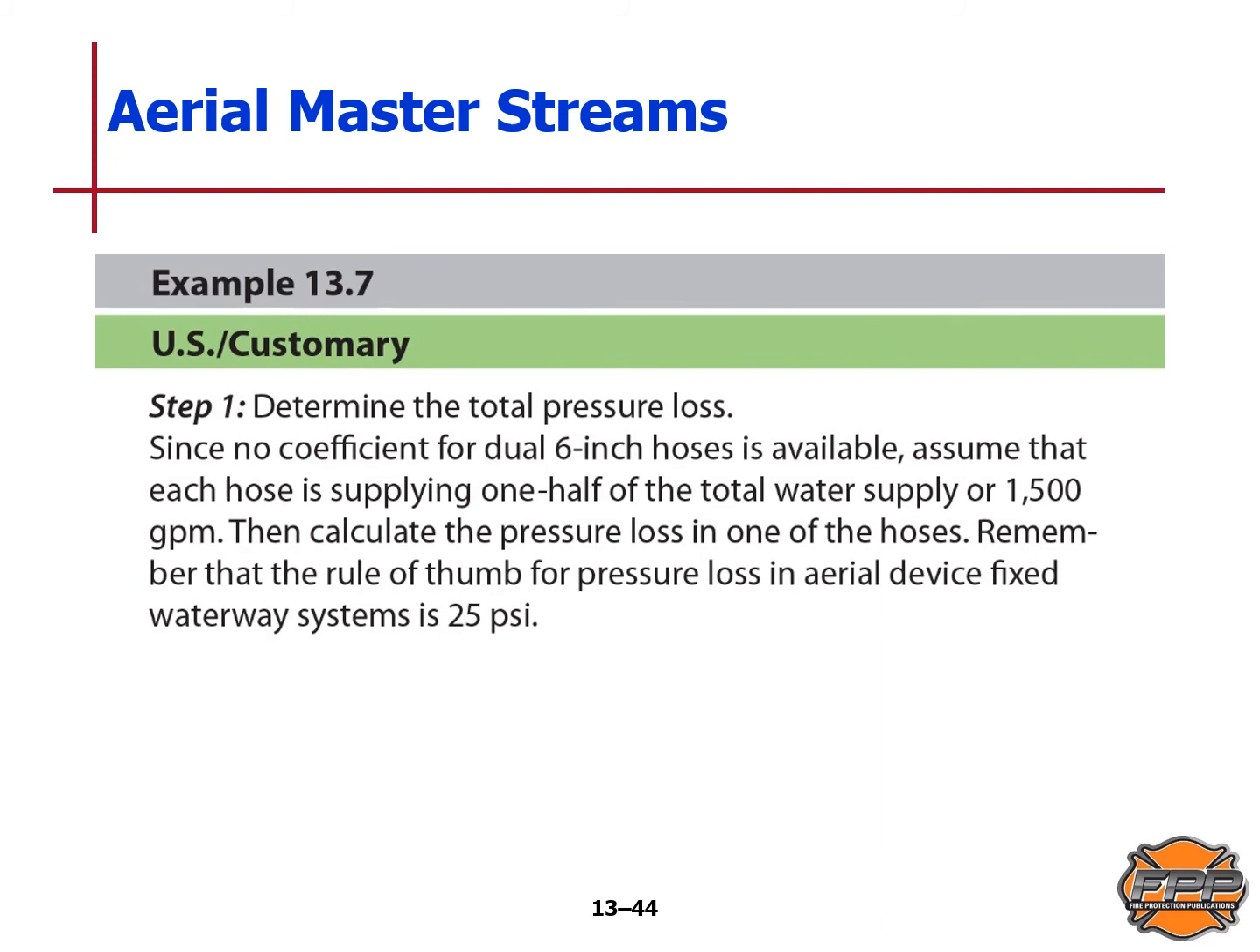Step 1 would be to determine the total pressure loss. Since no coefficient for dual 6-inch hoses is available, assume that each hose is supplying 1/2 of the total water supply, or 1,500 gallons per minute. Then calculate the pressure loss in one of the hoses. Remember that the rule of thumb for pressure loss in aerial fixed device waterway systems is 25 psi.